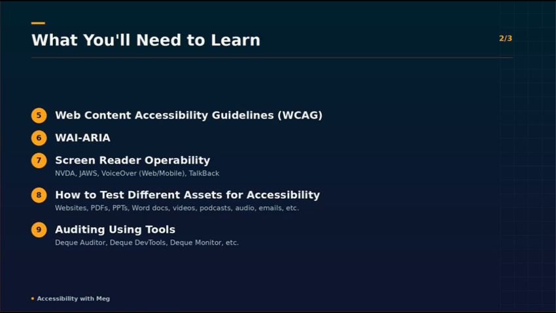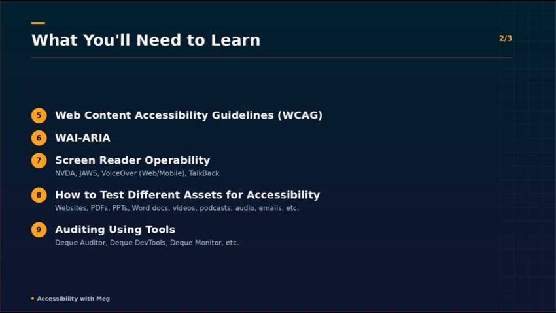Also, how to test different assets for accessibility, right? So you'll test a wide range of assets in your everyday work. And these range from websites, PDFs, PowerPoints, Word documents, videos, podcasts, audio, and even emails. So knowing how to do this testing is very important again as a tester, right? So just having knowledge to test these different assets is required.